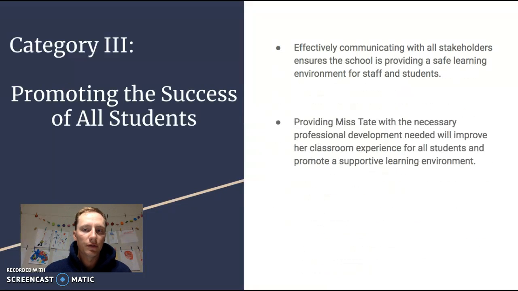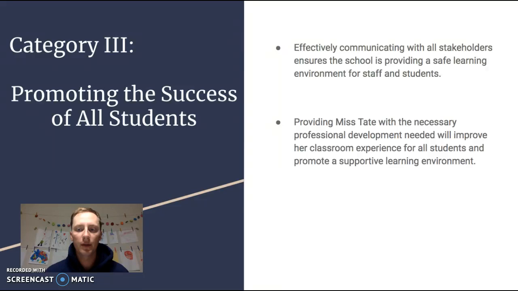By promoting the success of all students, we're effectively communicating with all the stakeholders. That's going to ensure that the school is providing a safe learning environment for staff and students. And working with everyone, Miss Tate and the students, and the other personnel involved within the school. Working together collaboratively to ensure and show everyone that having a safe learning environment is first and foremost in this situation.